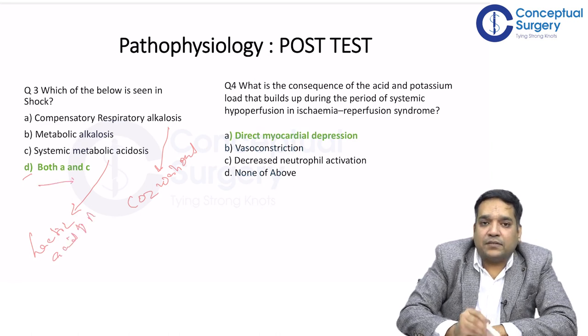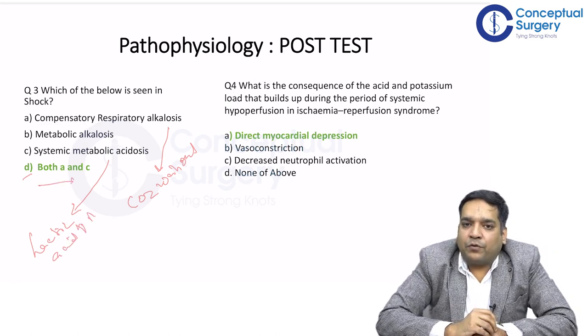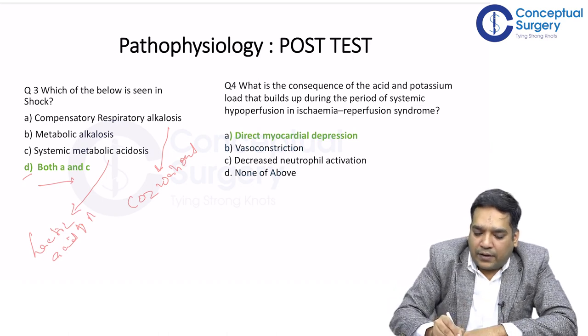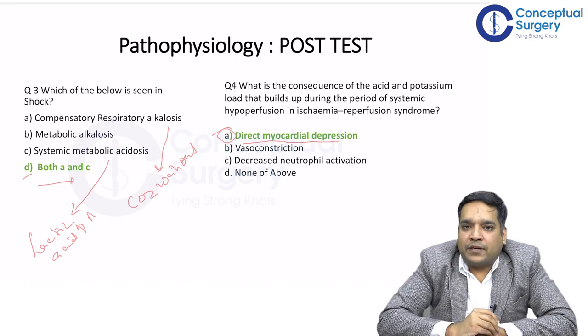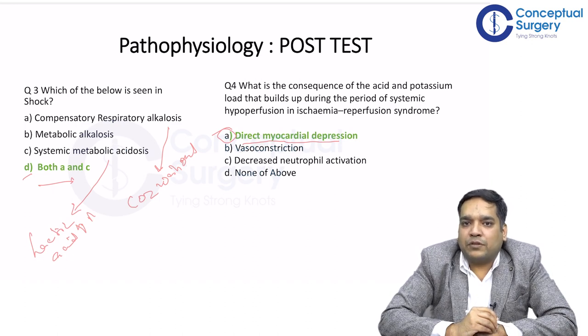So, the answer is both A and C. The answer to question number 4 is direct myocardial depression, right? Direct myocardial depression is a consequence of the acid and potassium load that builds up during systemic hypoperfusion in ischemic reperfusion syndrome.